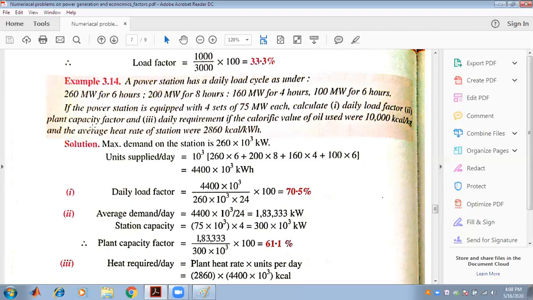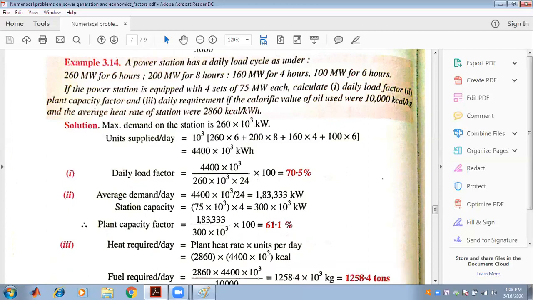Number two is the plant capacity factor. So what is the average demand per day? Average demand per day is calculated by the total demand, 4400 into 10 to the power 3, divided by 24 hours a day, which gives 183333 kilowatt.